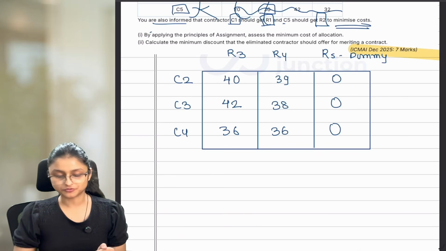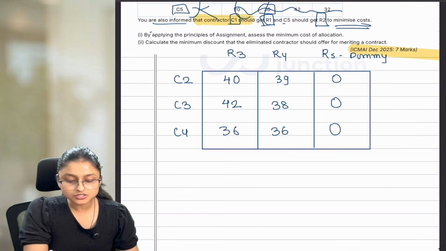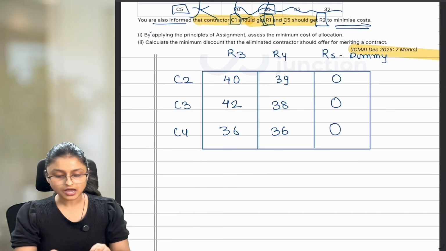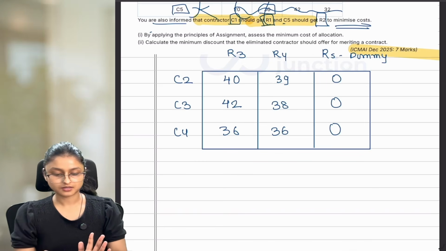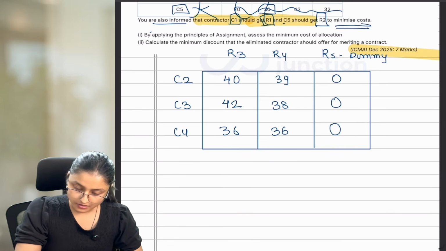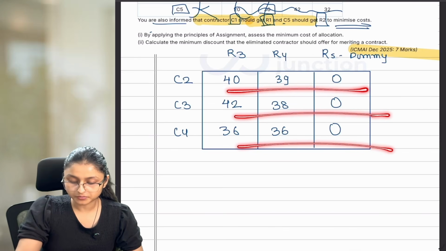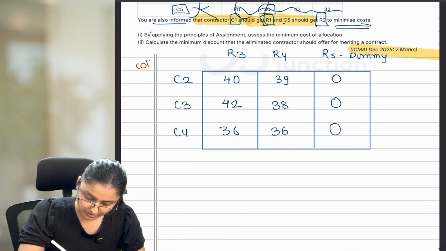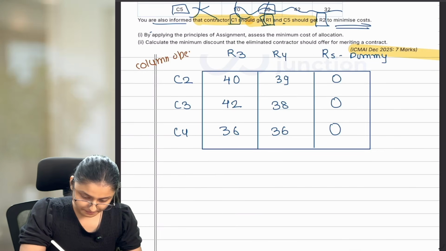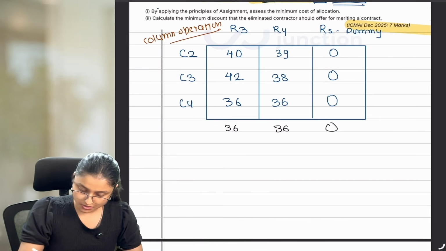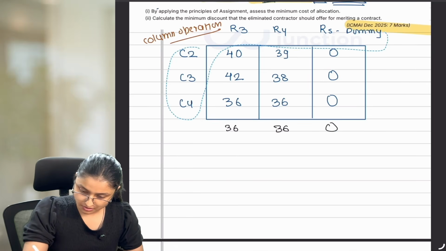This is the table which you have to make, because if you notice their allocation is already done, and if the allocation is already done, then that is of no use to us. Our useful information is only this much part, and hence we are going to solve this only. Okay? Here I need not do row operation, because after row operation also I am going to get the same table. Hence I will start with column operation directly. Here we have 36, then 36 and 0. Okay? So let's make the table again.